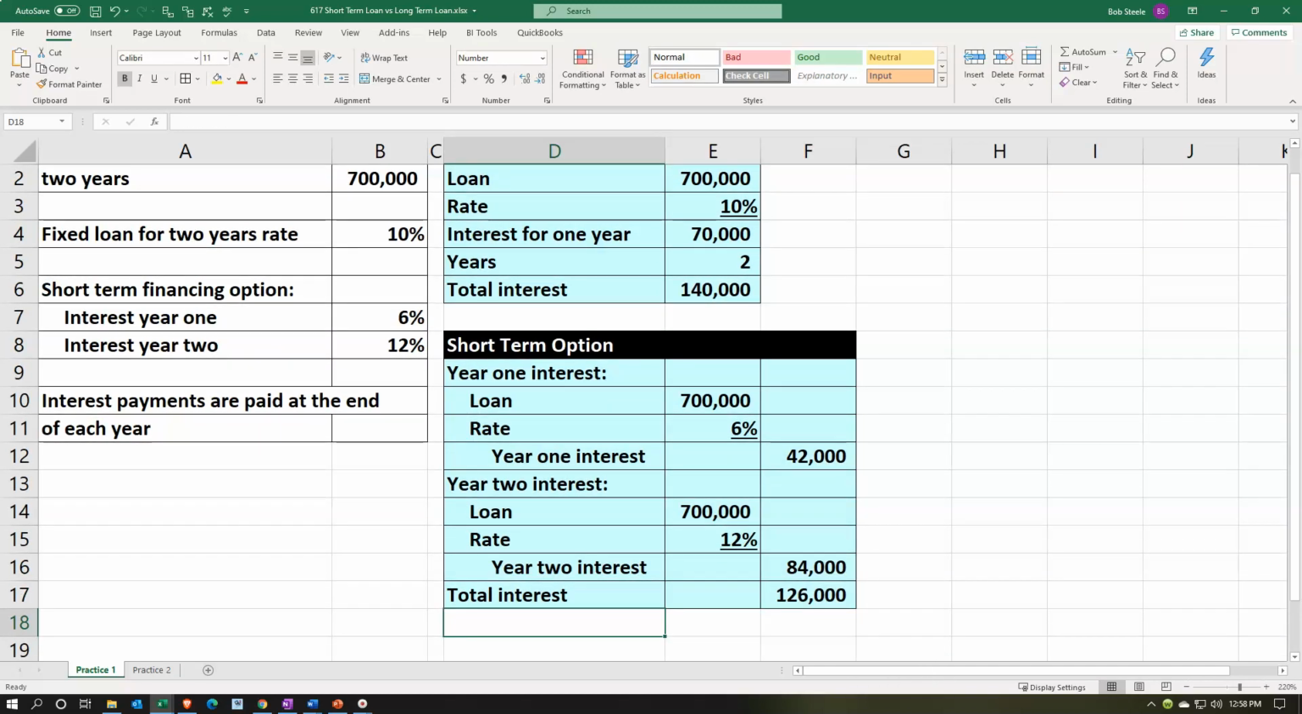So interest for year 1 was 42, interest for year 2, 84, for a total of 126,000. Home tab, font group, and underline here. Let's put an underline here. Home tab, font, and underline. So you can see that year 2 would pay less total interest.